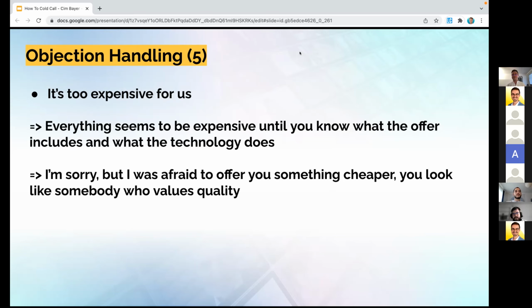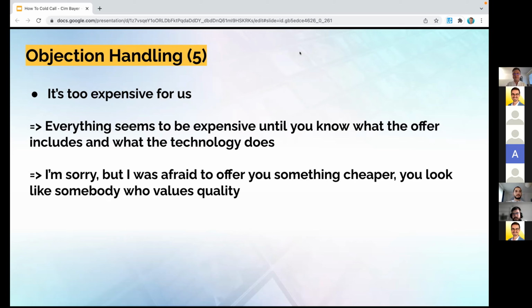That's more like this approach: I know there are cheaper solutions out there, but you definitely value quality, and you definitely want to have a strong partner in our field. Or I would say everything seems to be expensive until you know what the offer includes and what the technology does. That's specifically for SaaS companies, I would say. And it's a nice way to handle that objection.